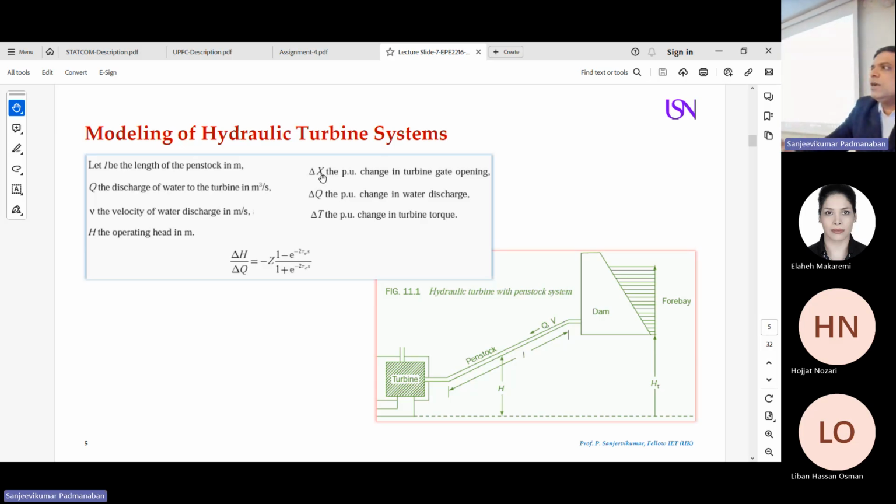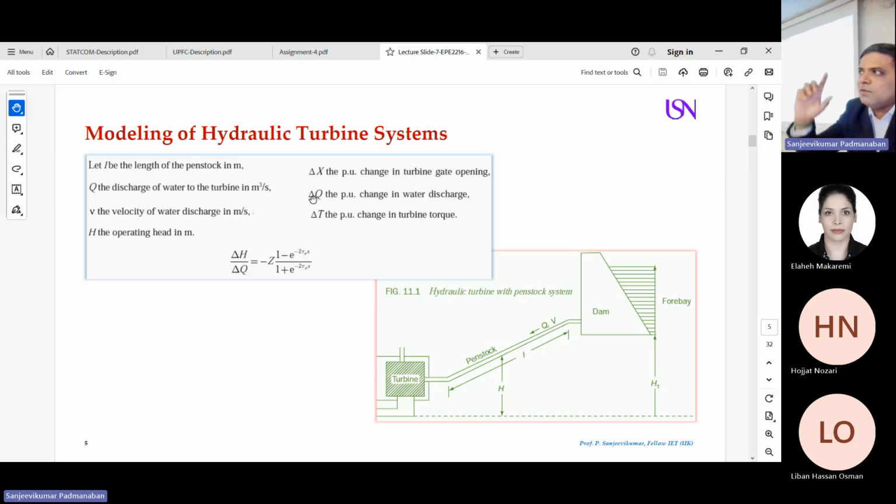Then we are going to look at some terminologies we're going to introduce, because the flow of water is not fixed. That's a big challenge for electrical power engineers. So we are going to have a delta X in per unit, the change in turbine gate opening. So you have a turbine gate opening that we keep as a small change. We are only introducing all these parameters: delta X, and delta Q, the per unit change in water discharge.